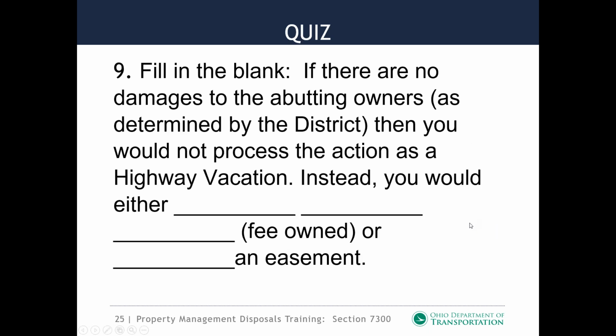Fill in the blank. If there are no damages to the abutting owner as determined by the district, then you would not proceed with the action as a highway vacation. Instead, you would either blank fee owned or blank an easement. Better get their typing fingers out. Somebody said sell or extinguish. See what else comes into the box.